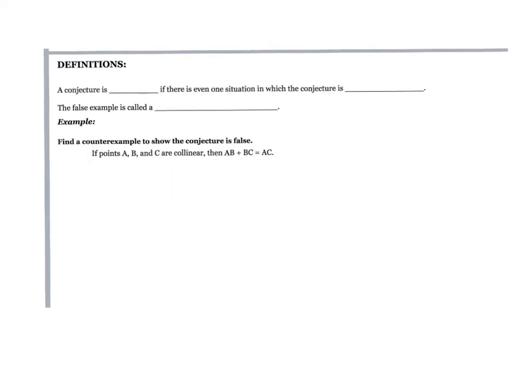All right, almost done, folks. Just 2 more pages to go through, 2 more slides. A conjecture is false if there is even one situation in which the conjecture itself is not true, so not true or false. The false example is what's known as a counterexample. Basically an example that proves the opposite.